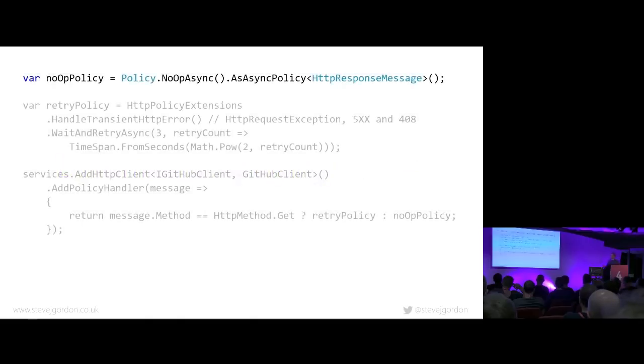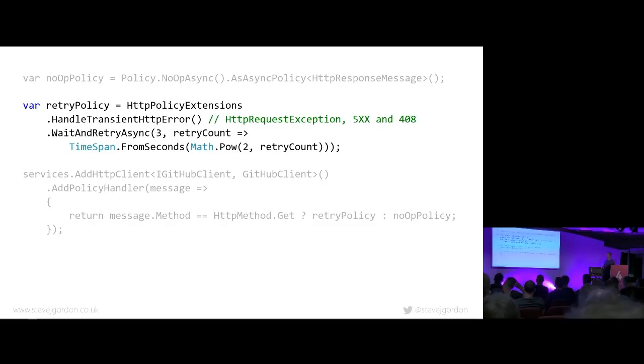The reason we might want to do this will become evident in a moment. But what I'm going to do is define 2 policies just using the Polly APIs. I'm not really going to go into these in detail, but the first is a no-op policy. So this just looks like a policy, acts like a policy, but does nothing. It executes the code once, and that's it. The retry is just the same as what we did before, but this time I'm manually creating this using the Polly extensions. And so now I have 2 policies available to me.